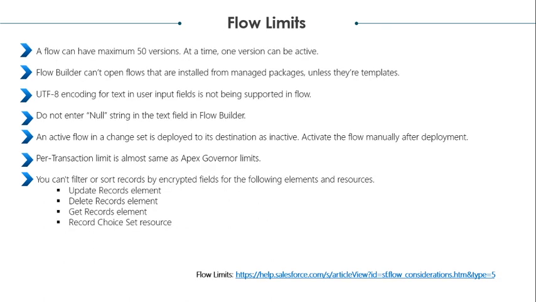Now we learned about the flow limits. Currently a flow can have a maximum of 50 versions. At a time, one version can be active. In a managed package, if those flows are not templates, you cannot open the flows in Flow Builder. UTF-8 encoding for the text in the user input field is not supported in the flow till now. Please do not enter a null string in the text field in Flow Builder.